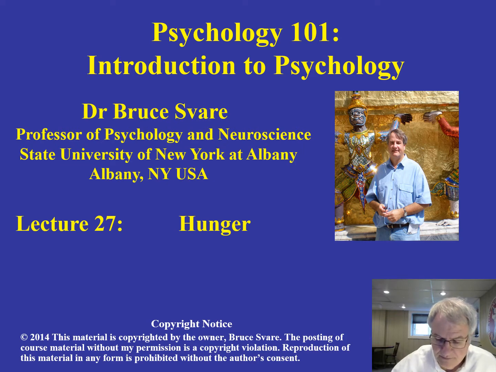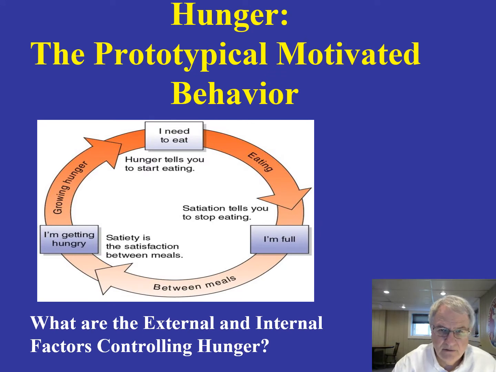So let's begin our analysis by taking a look at this little model that you see here that I think helps us to understand a little bit before we get into some of the nuts and bolts of studying hunger. Hunger is considered to be what we would call the prototypical motivated behavior. And what we mean by that is that there's very well-defined external and internal factors that control our eating behavior. And they can be seen in this model that you see here.